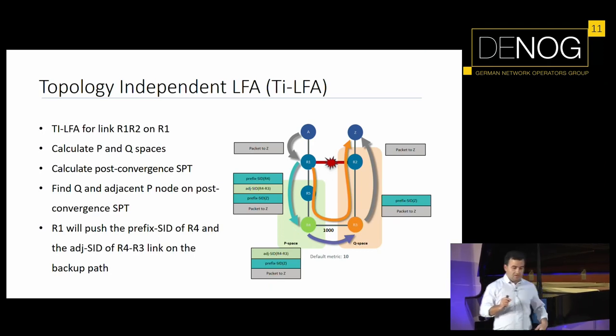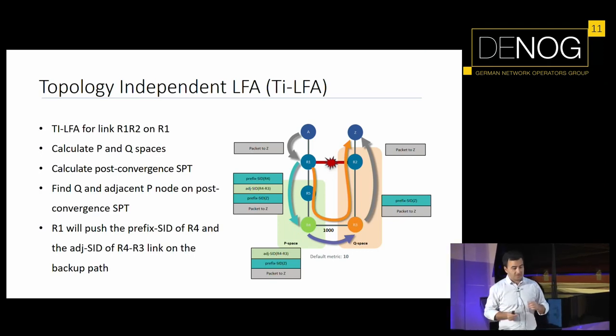Now, R1 will say, okay, push the traffic towards router 4. Once the packet reaches router 4, router 4 will see, okay, what is the next label in the label stack? It will see, okay, this is an adjacency segment ID of my link going towards router 3. Now, why do we use adjacency segment ID in this case? We can say, okay, why don't you use the prefix segment ID?